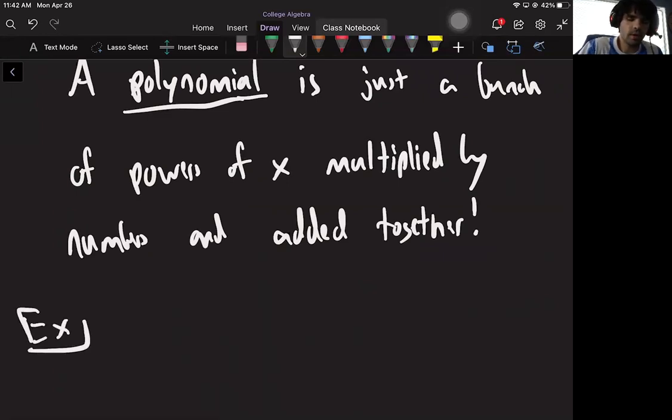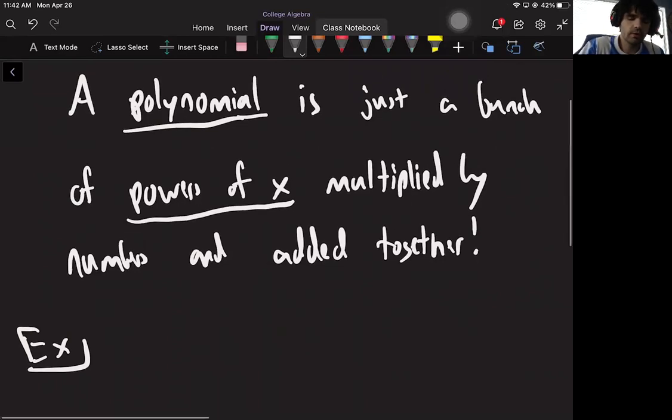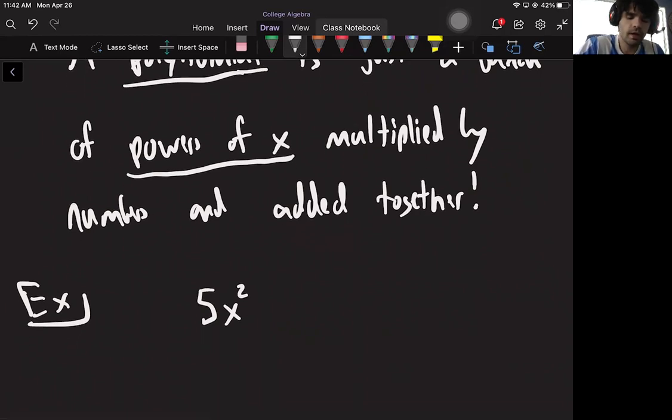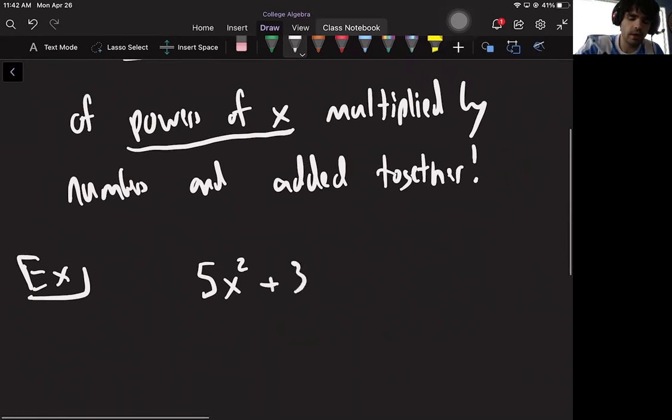So this is an example of a polynomial. I need powers of x multiplied by numbers. So something like this, 5x squared. x is a variable, and x squared, of course, means that I'm multiplying x by itself. And then I can add more of these together. For example, I could have a 3 times a different power of x. I don't know, how about that? And I can just have more and more of these. I can have subtraction. There's no need to only have positive numbers.